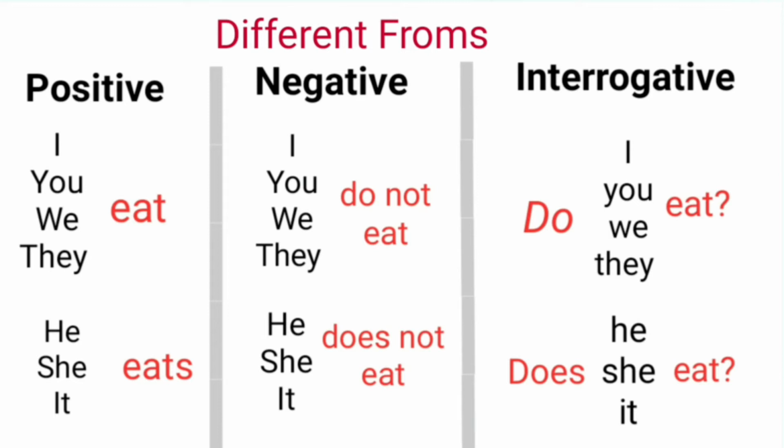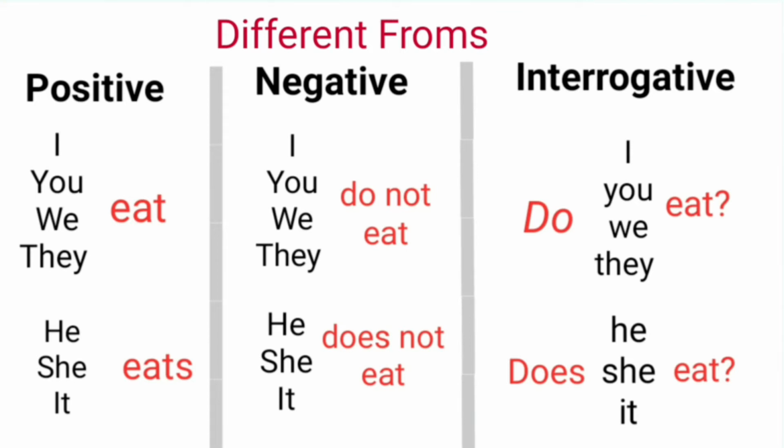This tense has different forms. First is positive. This is also known as affirmative. Examples are I eat. You can say after me for practice. You eat. We eat. He eats. She eats. Or it eats.